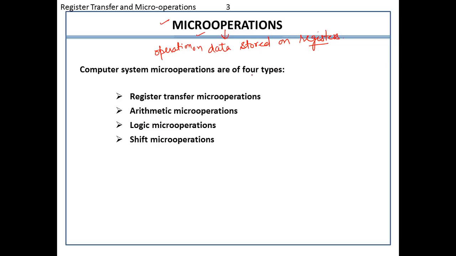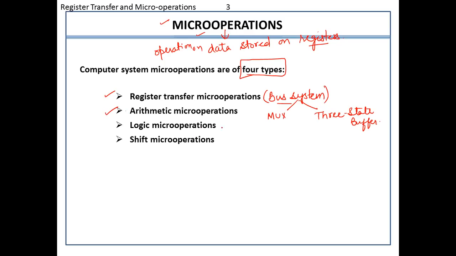Normally these microoperations are categorized into four categories. The very first one is the register transfer microoperations, where we learned the bus system designs because we are transferring the data in the form of buses. We explored two ways to design the buses: by using multiplexers and by making use of three-state buffers. We have already covered this. Today, we will focus on the arithmetic microoperations, and in later sessions, we will discuss the various logic microoperations as well as the shift microoperations.